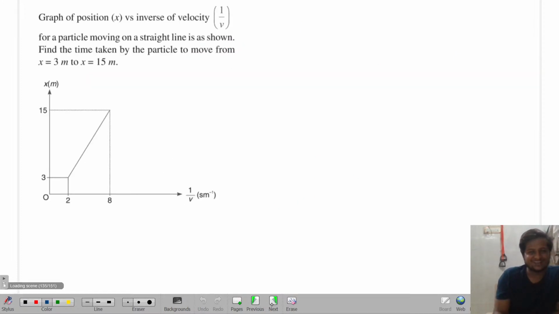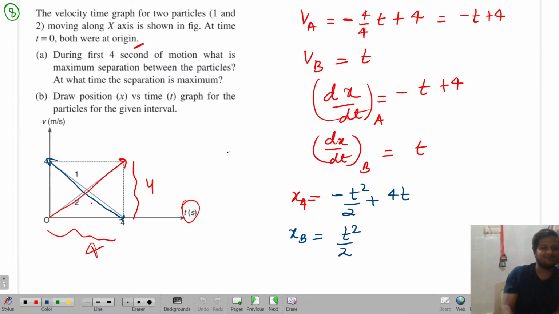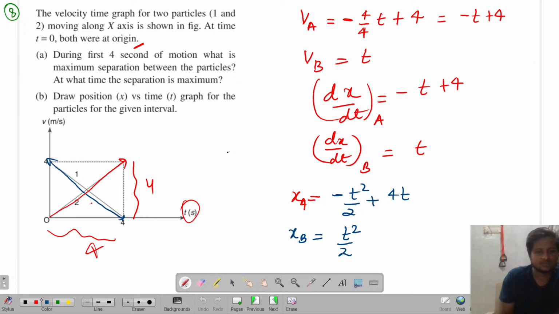Okay, there is one more question. These are the main questions you'll have to solve by yourself. First, I am solving this. Similarly, x of A you calculated, you got minus t square by 2 plus 4t. X of B is going to be equal to t square by 2. Okay, it is asking the maximum separation. So what will the separation equation be? Wait.